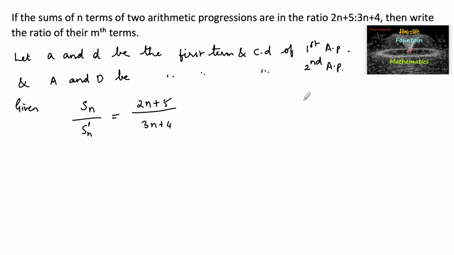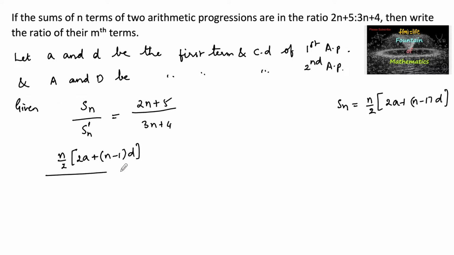And so the sum to n terms in an arithmetic progression is n by 2 into 2a plus n minus 1 into d. So by using this formula, let us write n by 2 into 2 times a plus n minus 1 into small d, upon n by 2 in the second progression, where we have capital A, so we can write 2 times capital A plus n minus 1 into capital D, is equal to 2n plus 5 upon 3n plus 4.